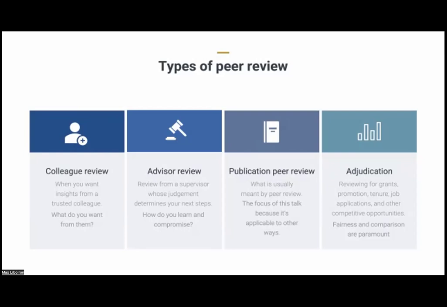Advisor review is specifically for students, postdocs, research assistants, and employees, because your supervisor determines your next steps. And especially for students, some of the struggle in that peer review is learning even through emotions, but also how do you compromise between what your advisor wants and what you want when they don't line up, which you also have to do in regular publication peer review. I'm going to mostly focus on publication peer review, not only because that's mostly what people mean when they say peer review, but also because the way you do it is applicable to most of the other sources.